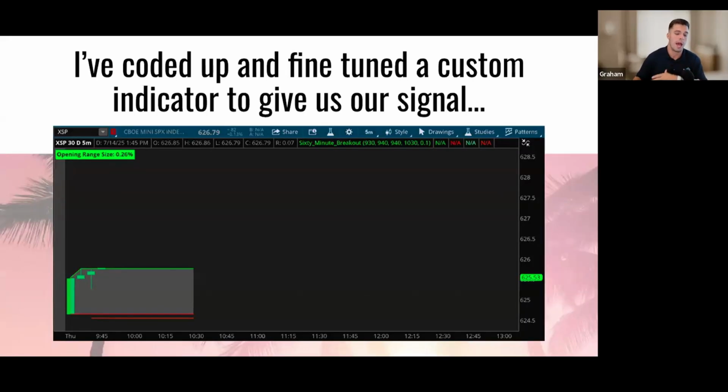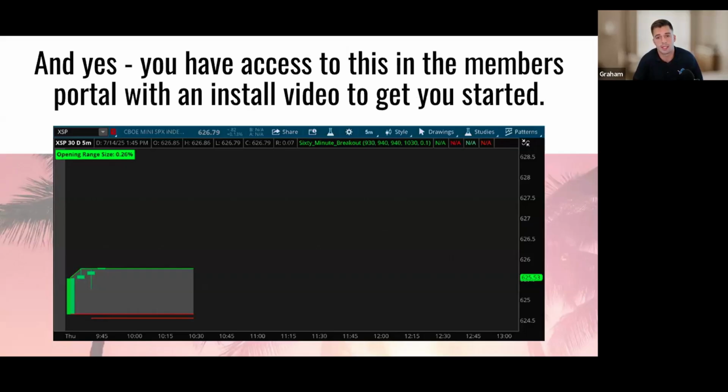So how does the entry signal work? Well, I've coded up and fine-tuned a custom indicator to give us our signal. And yes, you have access to this in your members portal with an install video to get you started. Keep in mind, you do not need this indicator if you don't want to. If you'd like to just get the options spoon-fed to you with the entries and fill price, exit price, no problem. That's what I'm here for. I want to make your life as easy as possible.